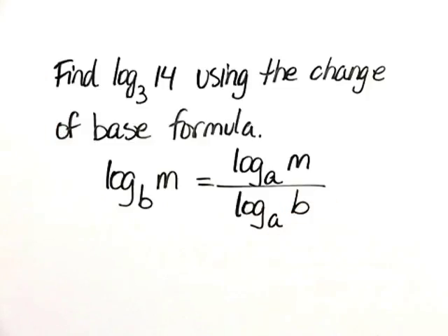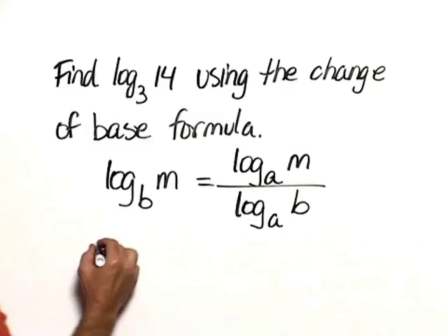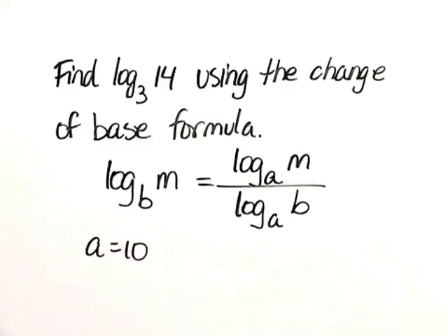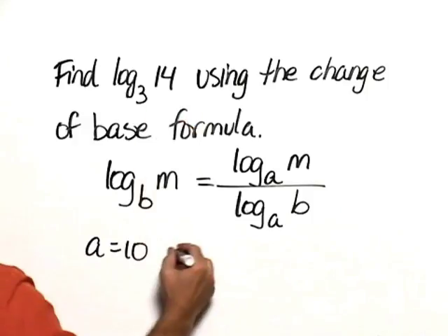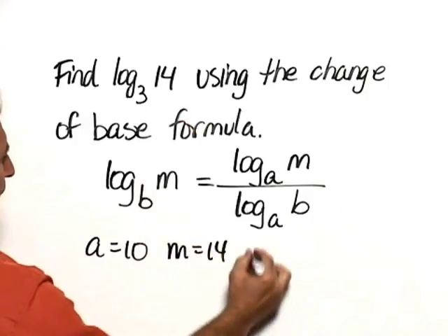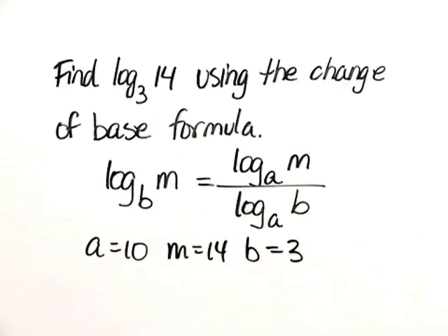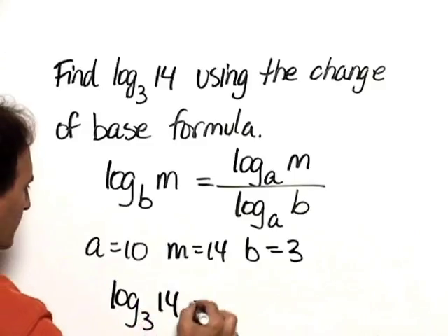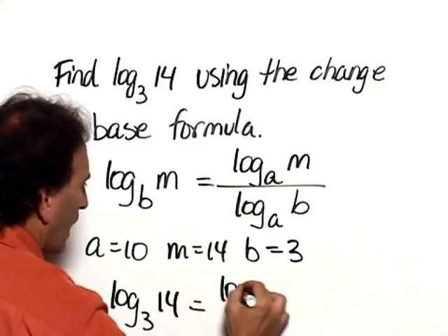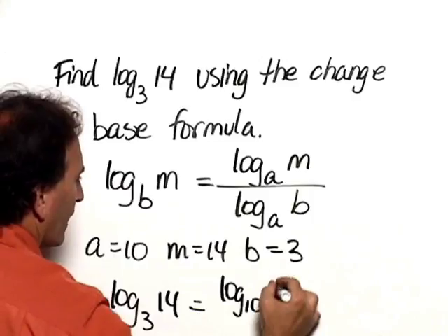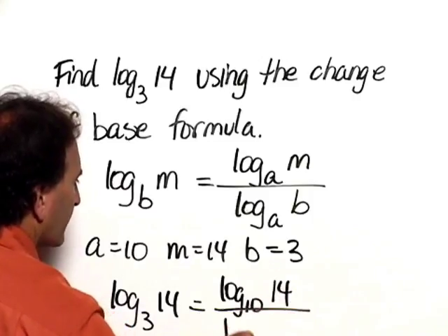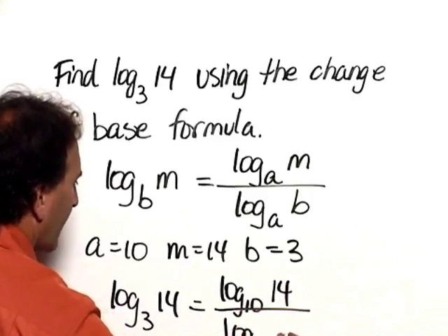If we use common logarithms, that means we're using a is equal to 10, and then we know that m will be equal to 14 and b is equal to 3. So therefore, log base 3 of 14 is equal to log base 10 of 14 divided by log base 10 of 3.